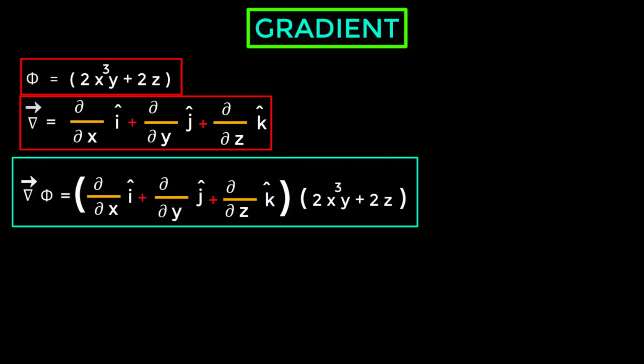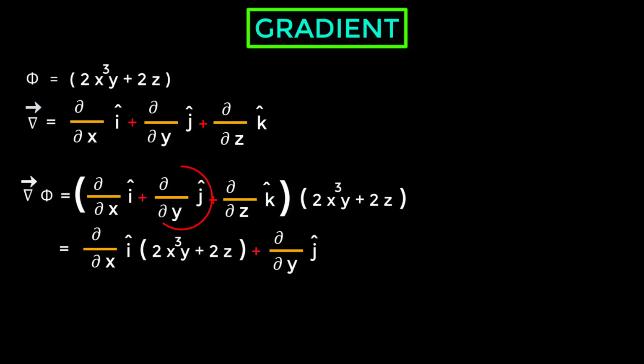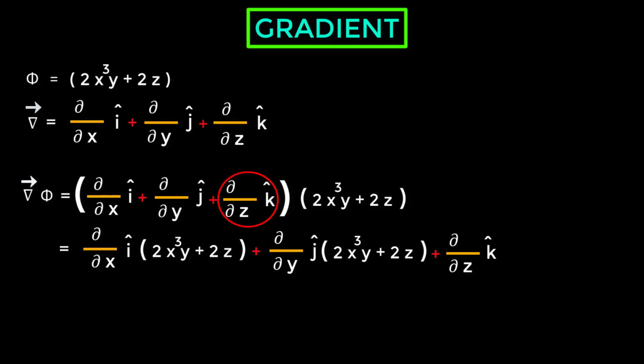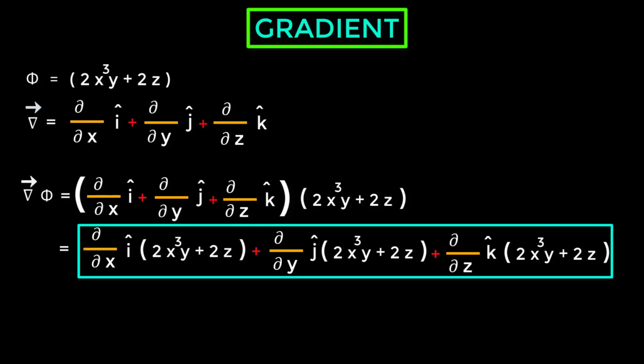Nabla phi equals del x i cap plus del y j cap plus del z k cap times 2x cube y plus 2z, equals del x i cap times 2x cube y plus 2z plus del y j cap times 2x cube y plus 2z plus del z k cap times 2x cube y plus 2z. Just a simple multiplication we have done here. Look at this format now. Can you tell me which format is this? Yes, this is the differentiation power rule format.